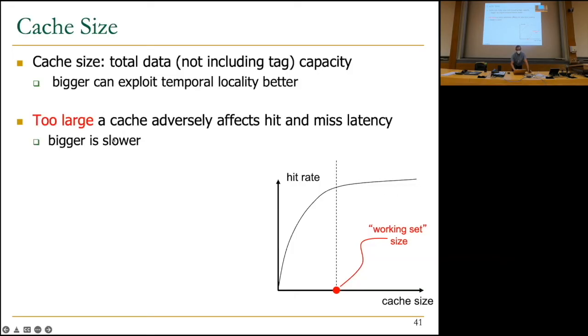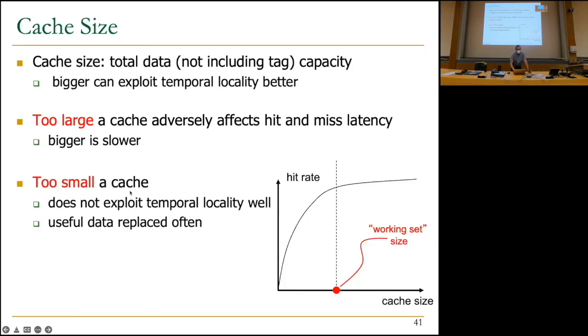Okay, so basically too large a cache adversely affects hit and miss latency. So bigger is slower, which is not taken into account in the hit rate, clearly. Hit rate doesn't take into account latency. So keep that in mind. Bigger is slower is always there. Too small a cache does not employ temporal locality well. Useful data is replaced often. As a result, your hit rate reduces when you go to too small cache sizes.